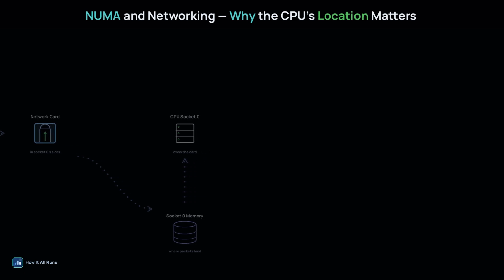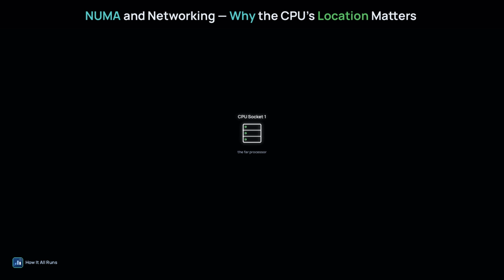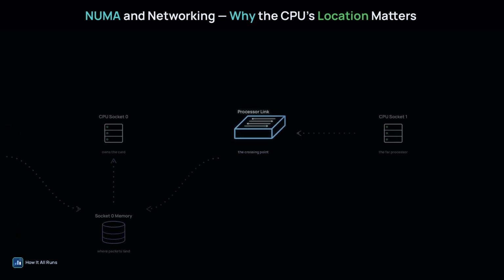And here is the second processor, socket 1. It runs the same operating system and the same application, but it sits on the other side of the machine with its own memory and no direct wire to that network card. Between the two processors runs a private link. Anything one socket needs from the other socket's memory travels across it. The link is fast, but it is not free, and it is not the same as reaching your own memory.